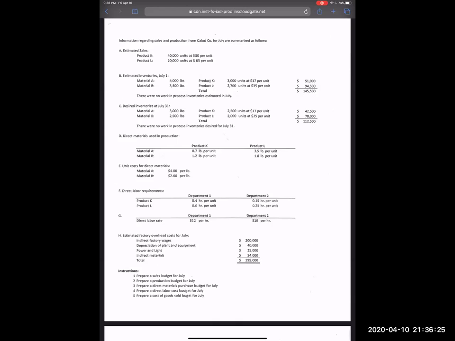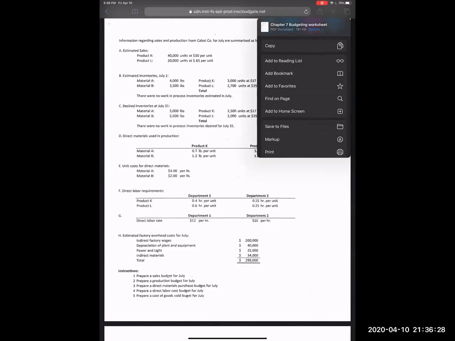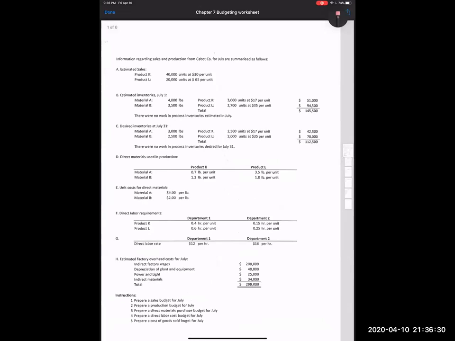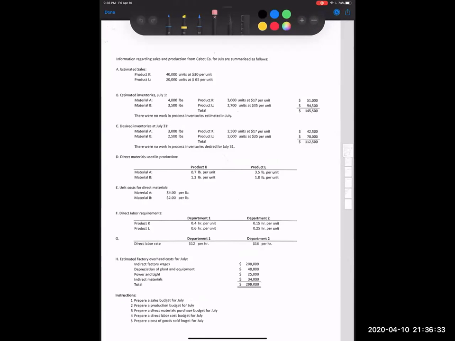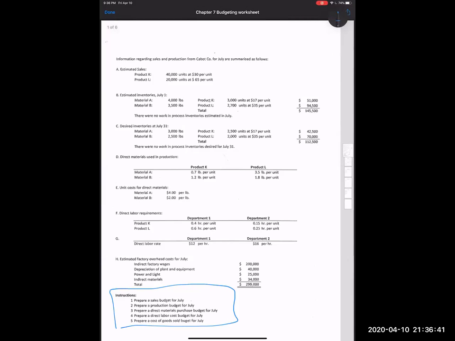But at the very bottom, it states that we will, let me mark this up. Okay, so at the very bottom in my instructions panel that I'm highlighting here, it's saying that we will prepare a sales budget, a production budget, direct materials, direct labor, and cost of goods sold, based on all of this information that we have. So what we're going to do is take it step by step. As I explain the sales budget, we're going to do the sales budget and then production, and so forth and so on.